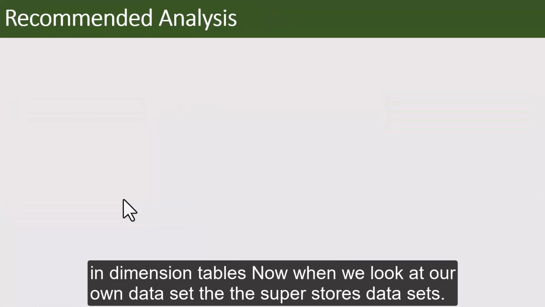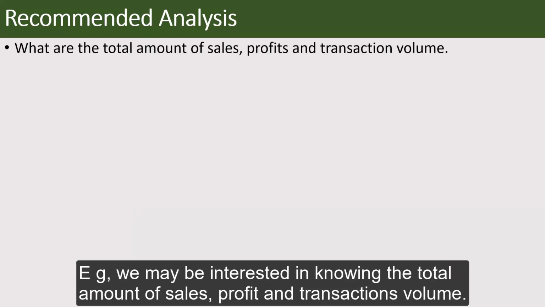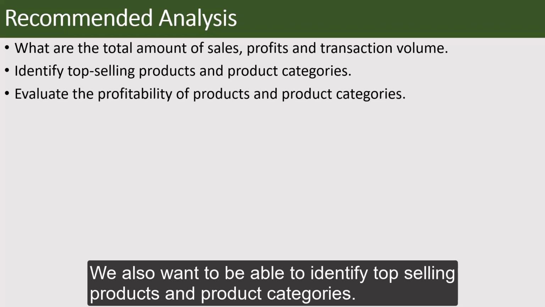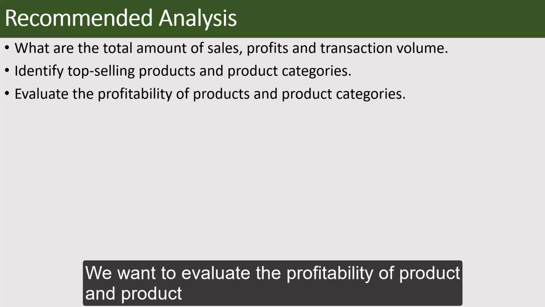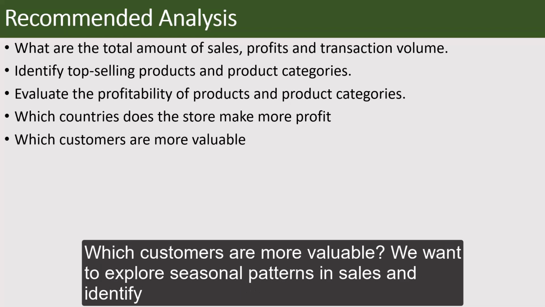Now, when we look at our own dataset, the Superstores dataset, we have some recommended analysis we could do. E.g., we may be interested in knowing the total amount of sales, profit, and transactions volume. We also want to be able to identify top-selling products and product categories. We want to evaluate the profitability of product and product categories. Which countries does the store make more profits? Which customers are more valuable?